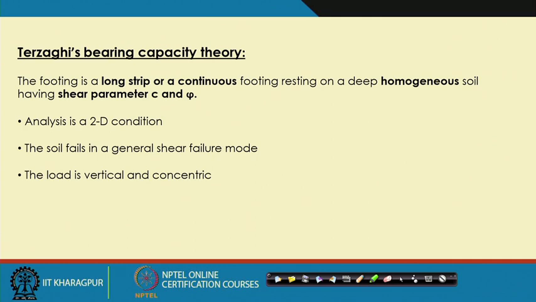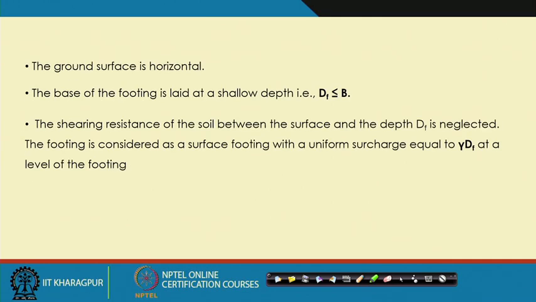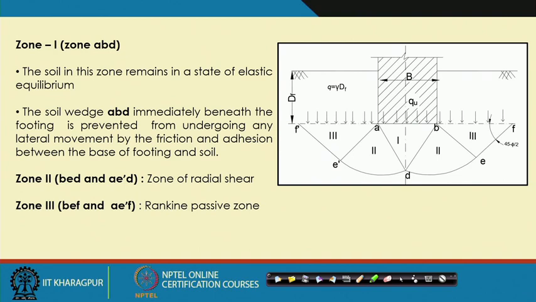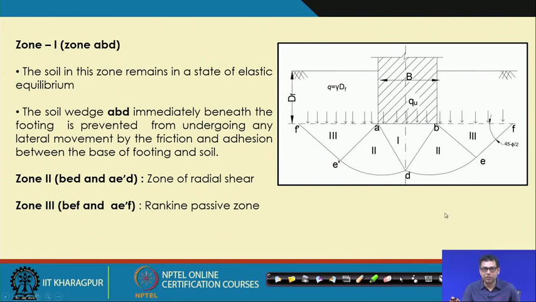The loading is vertical and concentric, the surface is horizontal, and it is applicable if the depth of the footing is less than or equal to the width of the footing. All these assumptions I have discussed. And then there are three zones, how these zones are formed, and what the three zones are. Zone 1 is the state of elastic equilibrium. Zone 2 is the zone of radial shear, and zone 3 is the Rankine passive zone.